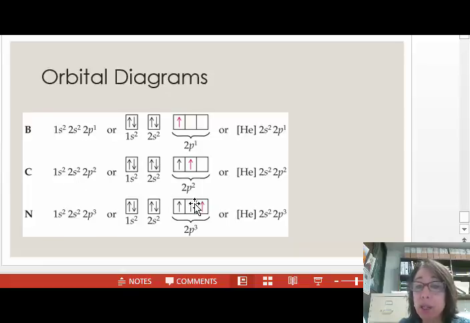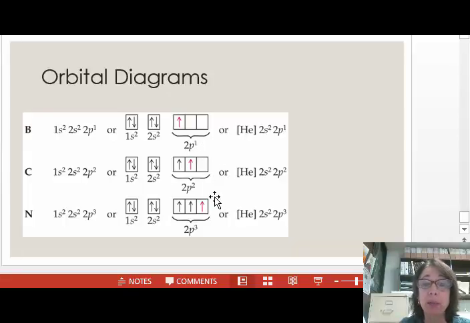Notice that in the orbital diagram, each orbital is represented by a box, and that orbitals that are in the same subshell, like the three p orbitals in the p subshell, are connected. These orbital diagrams show the opposite spin of electrons in the filled 1s and 2s orbitals. Boron, carbon, and nitrogen have filled 1s and 2s orbitals.